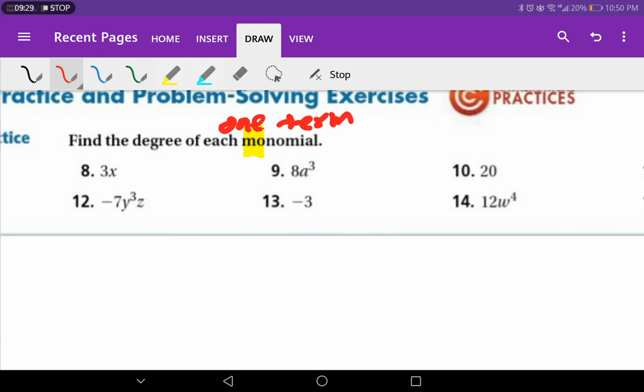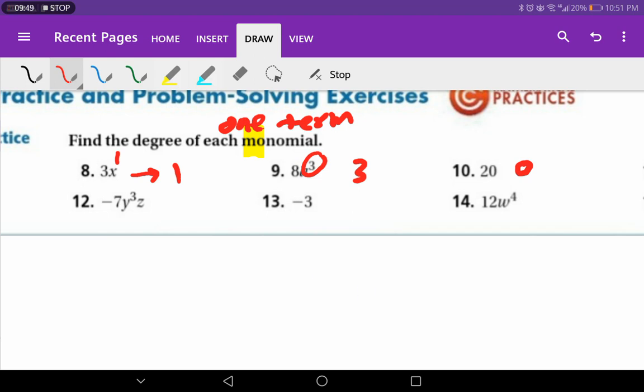Okay, now let us find the degree. Here we have x to the 1, so it is 1. Here we have 3, so it is 3. Here is a constant, so it is 0. Any time you have a constant, that means the power or the degree of this monomial is equal to 0.